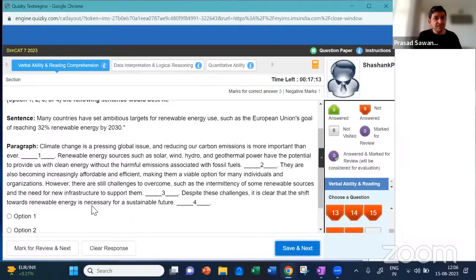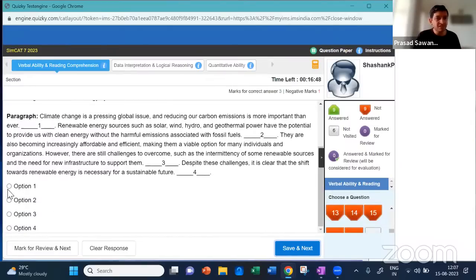Despite these challenges, it is clear that the shift towards renewable energy is necessary for a sustainable future. Many countries have set ambitious targets. Okay, so this also makes sense, right? So many countries have set. So shift towards renewable energy is necessary, and then we are talking about how we are justifying that bit. So 1 or 4, it could be either. I don't know. 4 is a concluding one, but 1 introduces renewable energy. So here is the first time renewable energy has been mentioned, and after that they have mentioned it. So I think I'll go for 1.